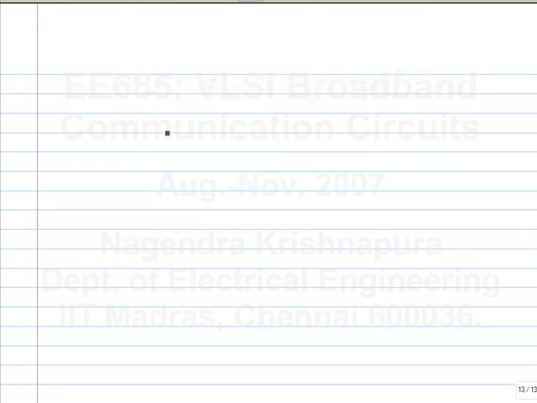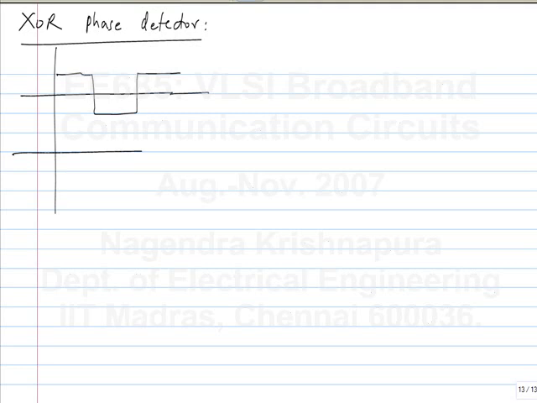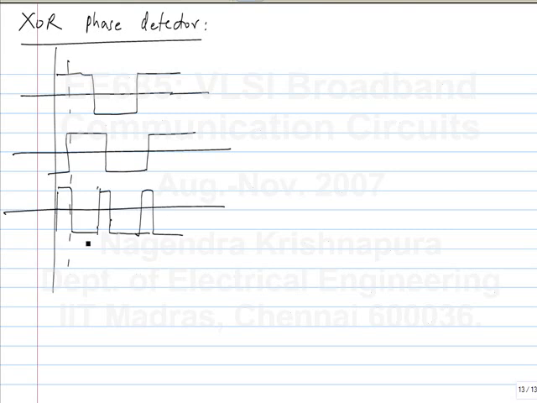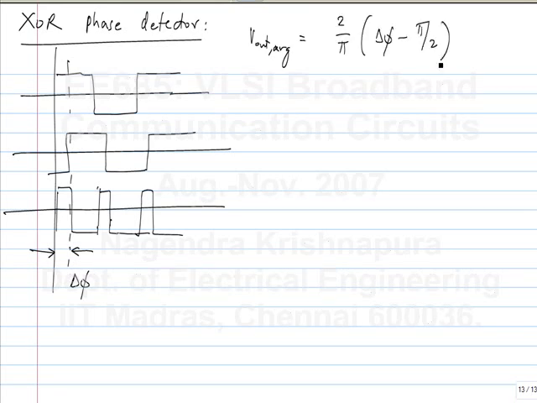Let me go to a new page. Let's say we have two waveforms of identical frequency but different phases, okay. So this is delta phi, that is the phase difference that is applied between the two inputs of the XOR phase detector. So the output average is delta phi minus phi by 2, okay. And the actual output is the average value of the output plus some periodic waveform, okay.